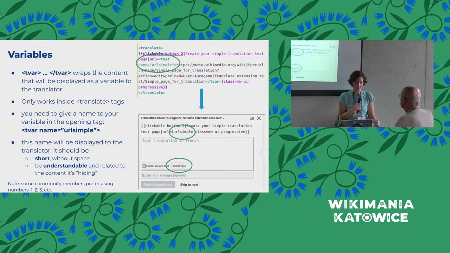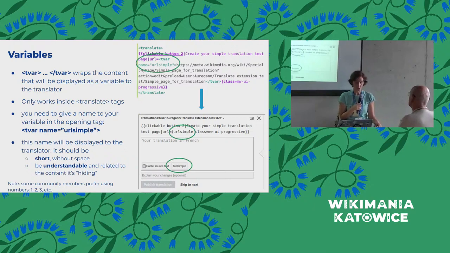And you need to give it a name. For example, what I used in the previous example, I type tvar space name equal, and then between brackets, I give it a name. And this name is going to be displayed to the translator. As we see here, there will be this dollar sign and then the name. So it should be short. It should not have spaces or any kind of special character. I think it takes underscores or something like this.